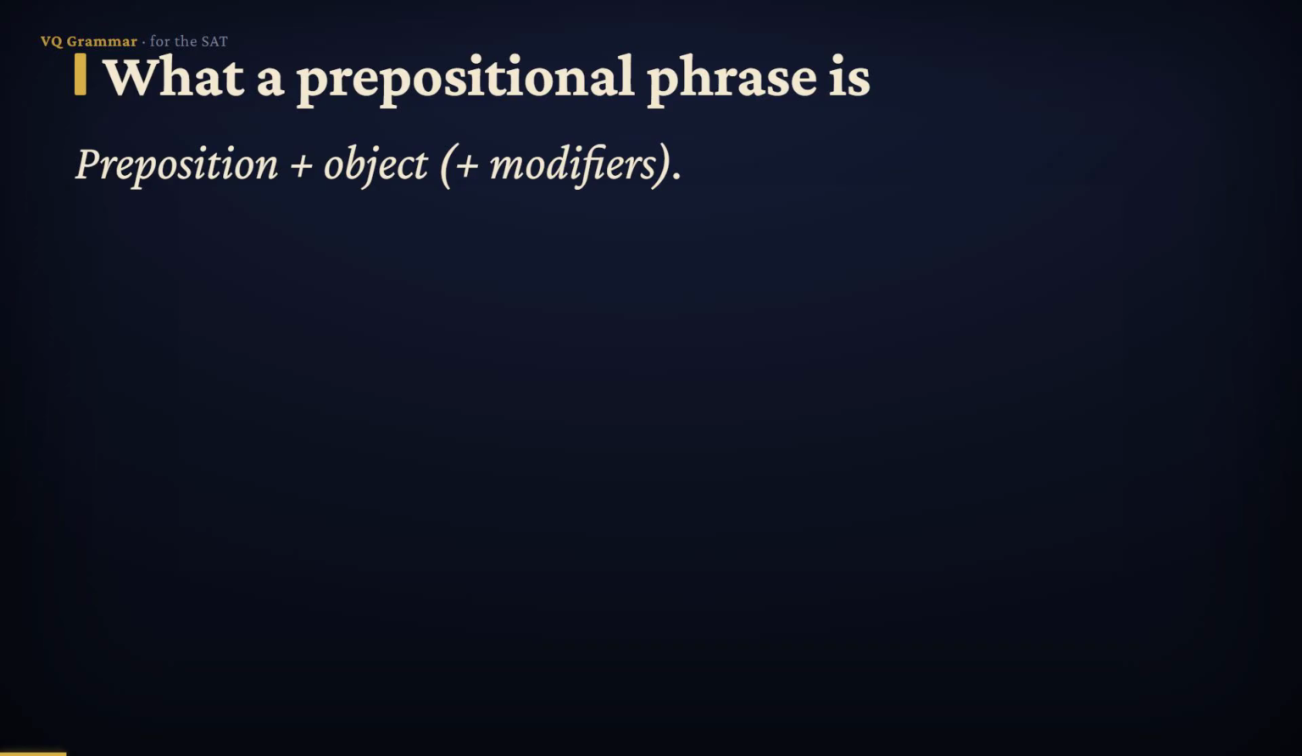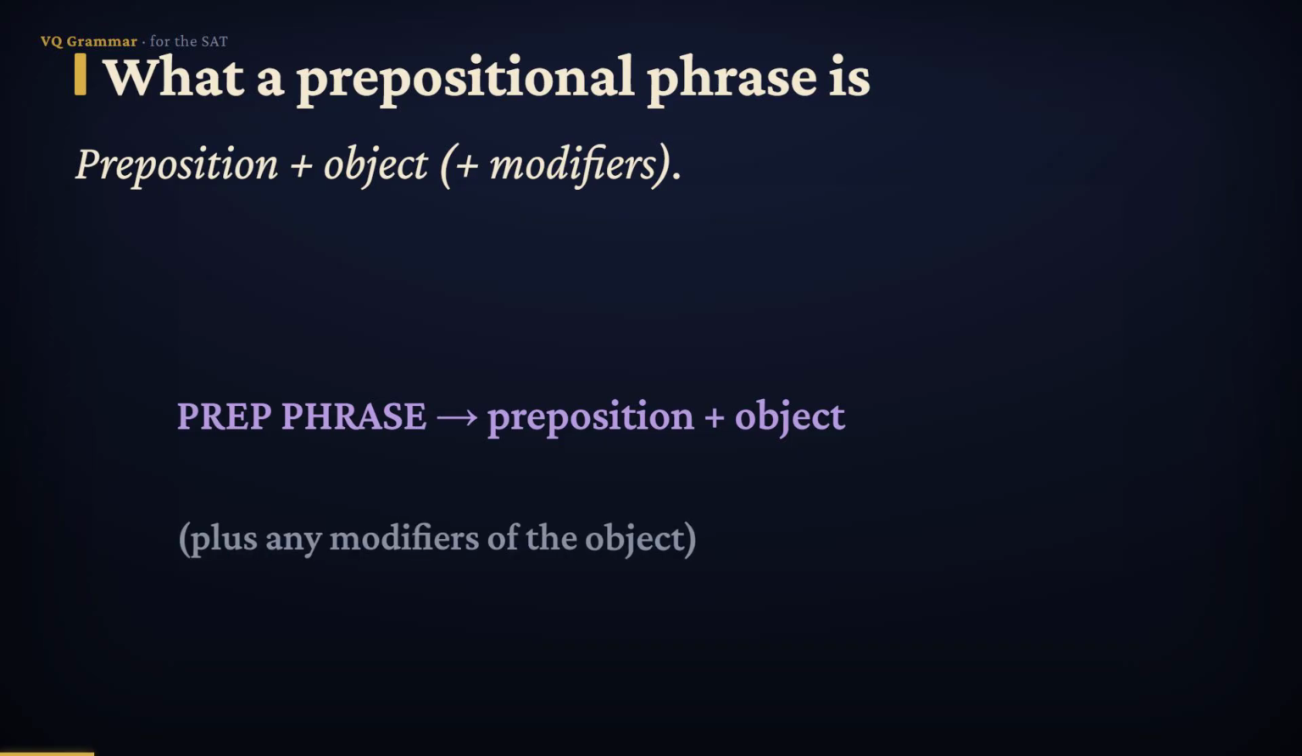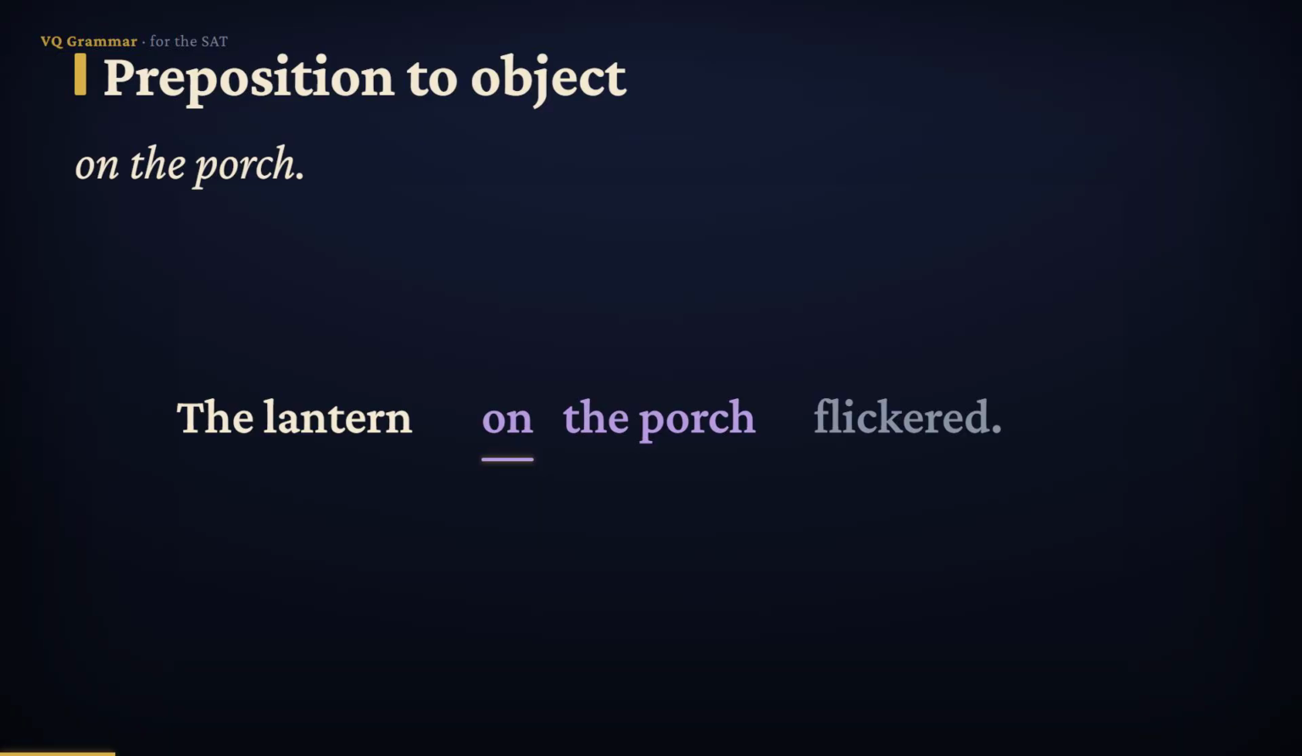Now let's look at the phrases they build. A prepositional phrase begins with a preposition and ends with a noun or pronoun, the object of the preposition, and it may include modifiers of that object. The lantern on the porch flickered. On is the preposition, porch is the object, and on the porch is the whole prepositional phrase.